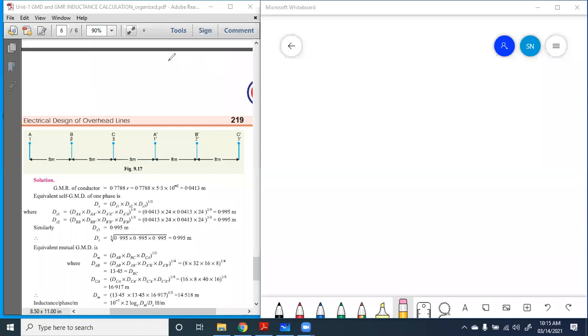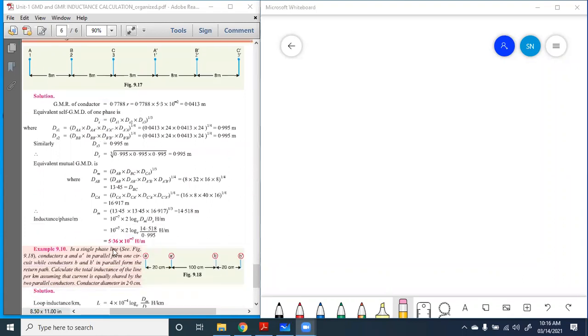This numerical is for homework. Solve it and refer to the textbook which is already shared on your college Moodle software. The final answer becomes 5.36 into 10 raised to the power minus 7 per meter, and we need to calculate it in kilometer form. So what is the answer? 5.36 into 10 raised to the power minus 7 multiplied by 1000. So 5.36 into 10 raised to the power minus 4, that is 5.36 millihenry per kilometer. This is the required answer in kilometer.